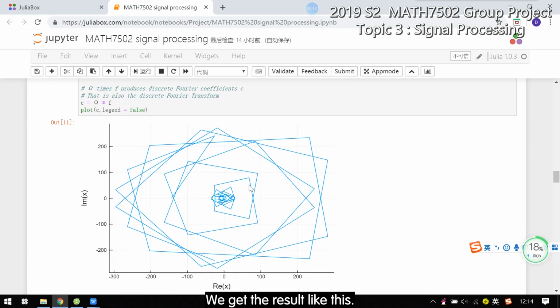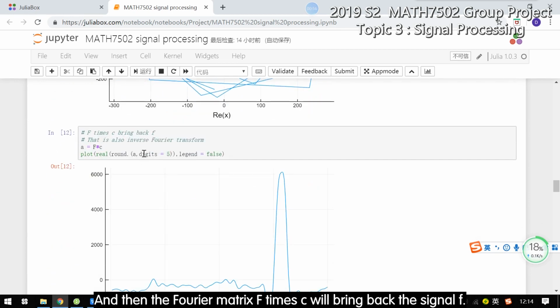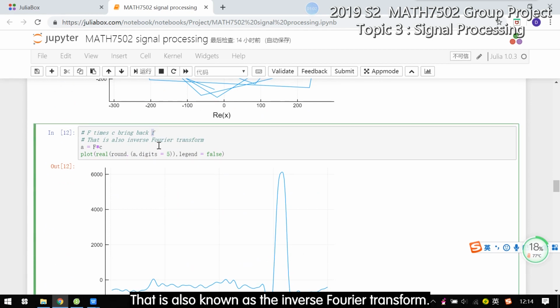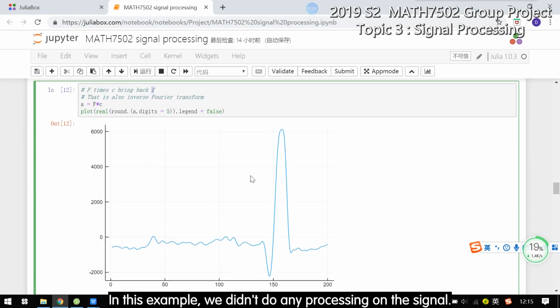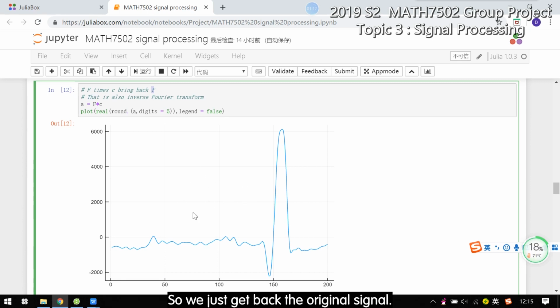We can get the result like this. And then the Fourier matrix F times c will bring back the signal f. This is also known as the inverse Fourier transform. And that's the result we can get. In this example, we didn't do any processing of the signal. We just have the Fourier transform and the inverse transform. So we just get back the original signal.